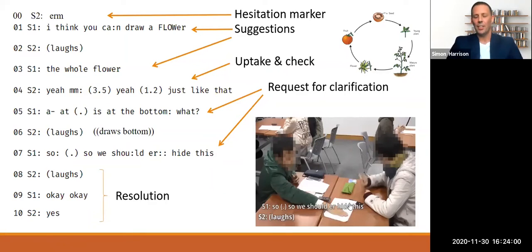And what you'll see is that gesture plays an important role here in the inscription as well, as gesture allows the student to indicate which parts of the diagram his feedback refers to.